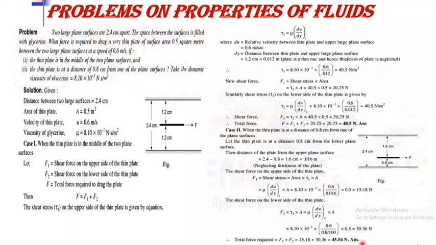So the top force and bottom force is known. So the total force is addition of these two. So total force required is equal to F1 plus F2, that is equal to 15.18 plus 30.36, that is equal to 45.54 Newton, and that is our result, that is nothing but the force required to drag the plate which is placed at a distance of 0.8 centimeter from one of the plane surfaces.